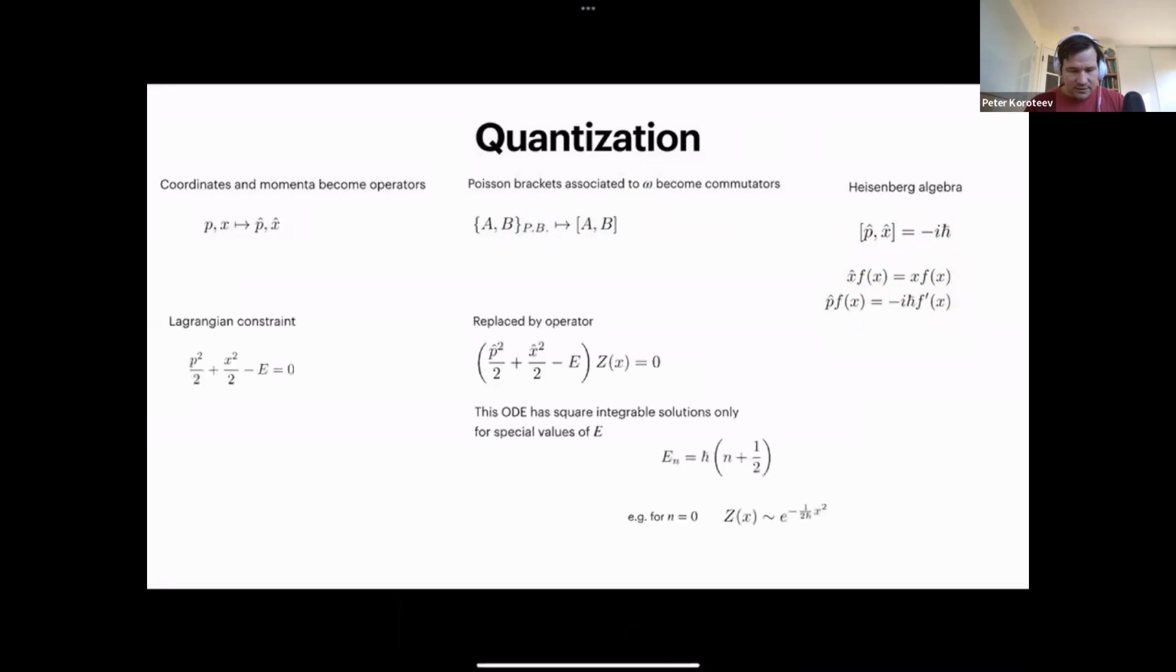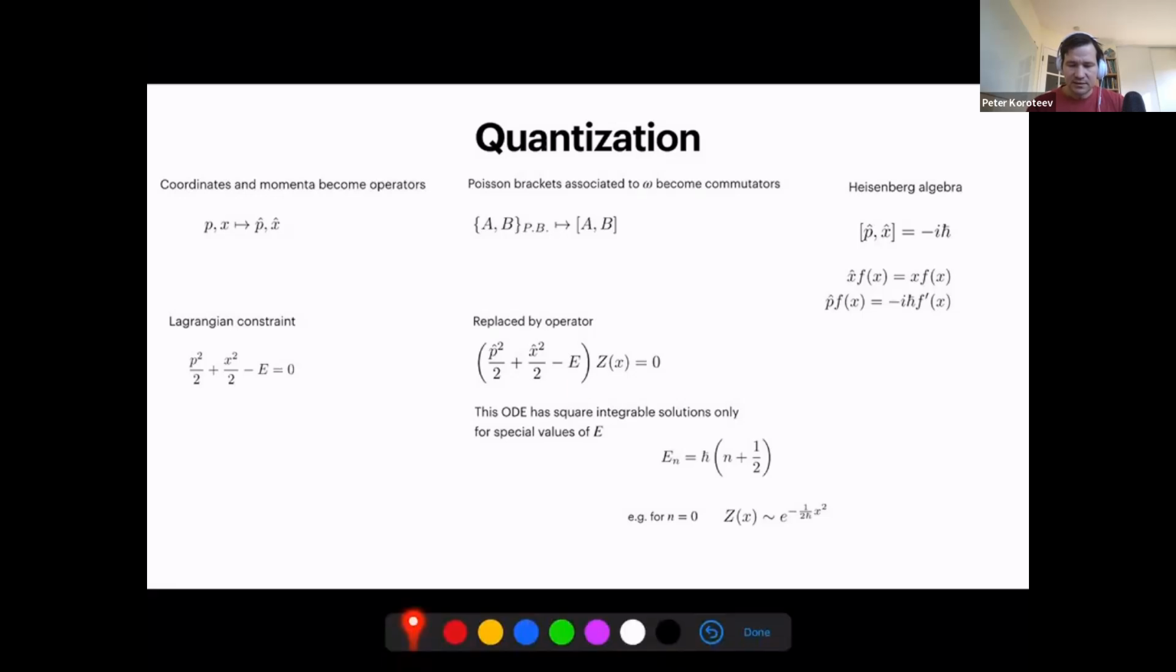And then the Lagrangian constraint, the equation for the circle in phase space, is now replaced by the quantum operator. So basically you put hats on everything. Of course, if it's something more complicated, you have to worry about normal ordering and stuff like this, but I'm not going to go into this. And then it now acts on a state, this function Z of x, which will be the wave function for the quantum mechanical system, or a state in the corresponding Hilbert space.